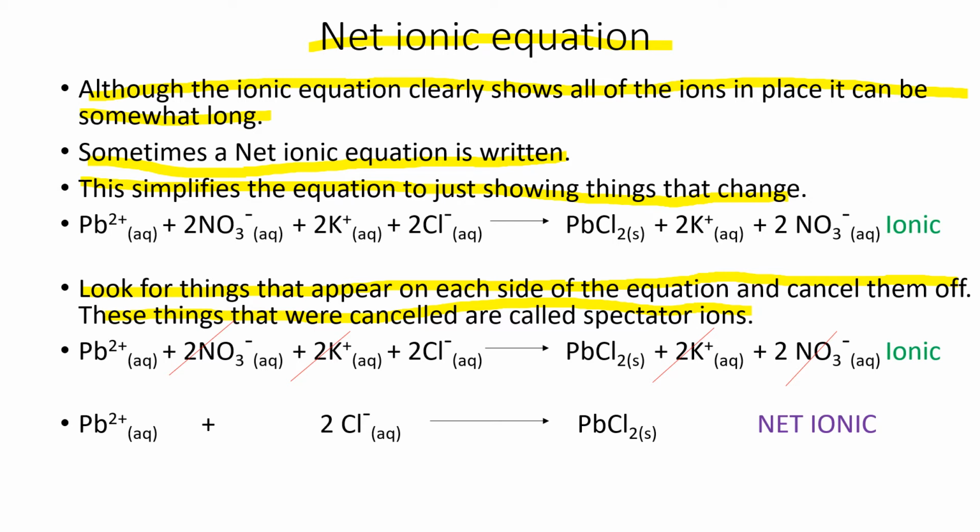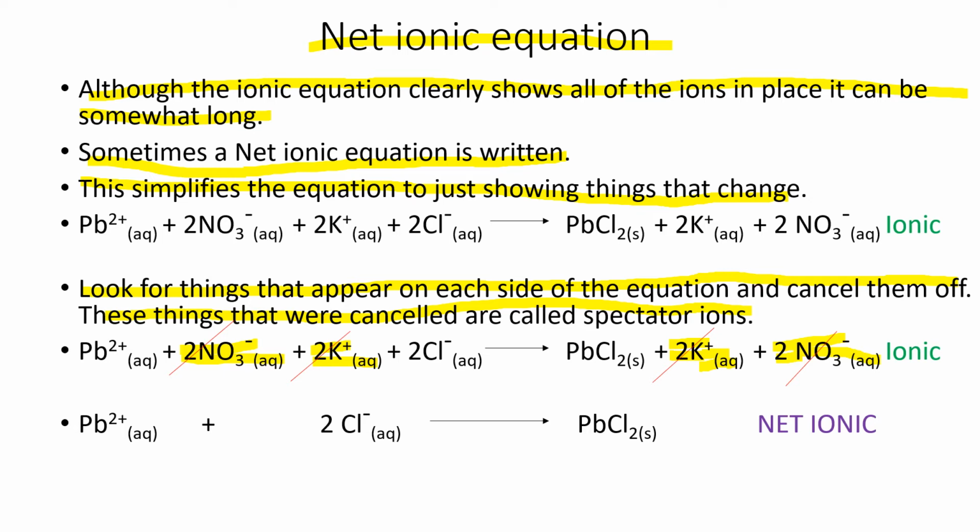So let's look at our ionic equation. Now we're looking for things that appear on both sides of the equation. Very similar to what you may do in math. If you have the same thing on the left that you do on the right, you cancel those things off. So what do we have here? I see 2 nitrate ions on the left, 2 nitrate ions on the right. We could cancel those off. I see 2 potassium ions on the reactant side on the left, 2 potassium ions on the product side on the right. We could cancel those off.